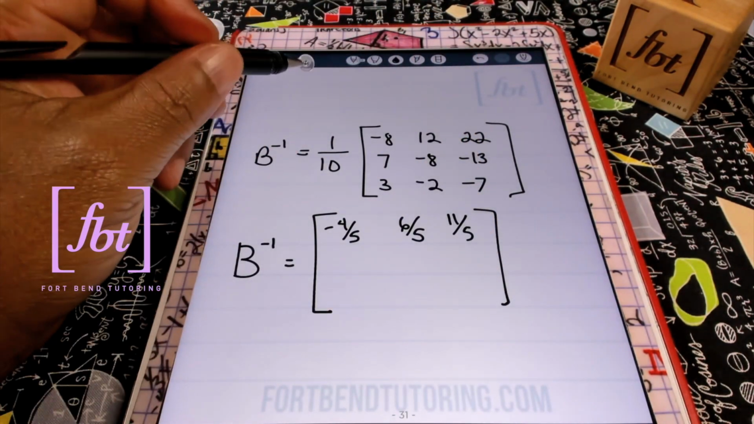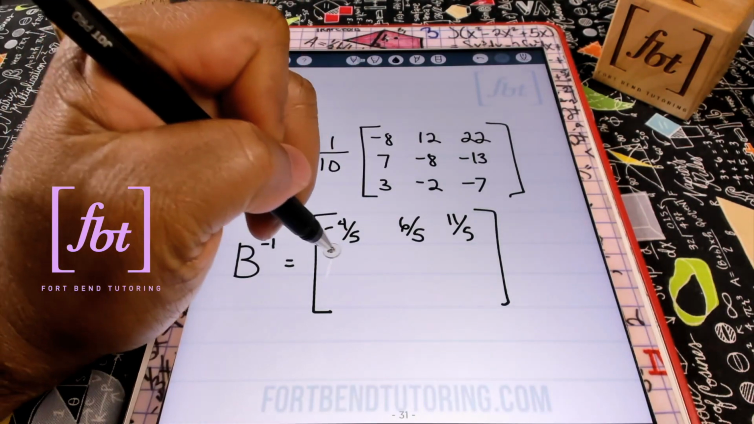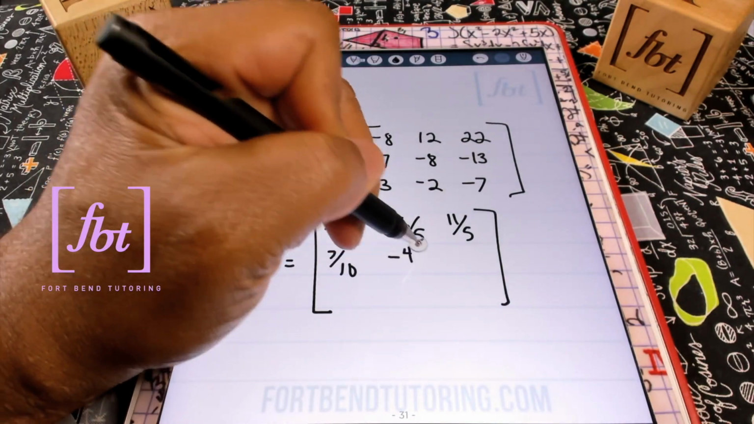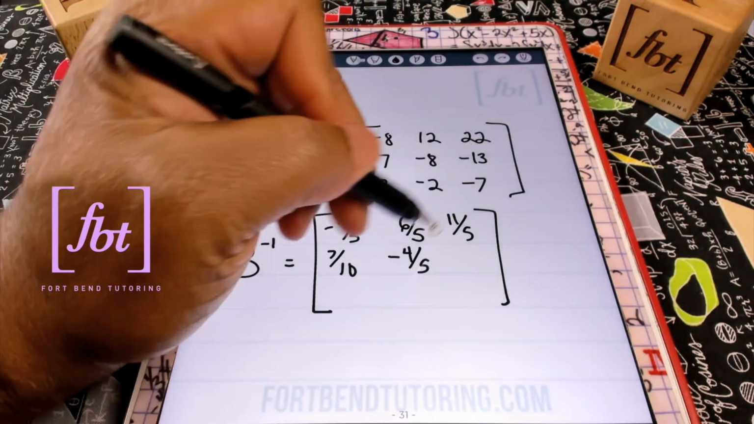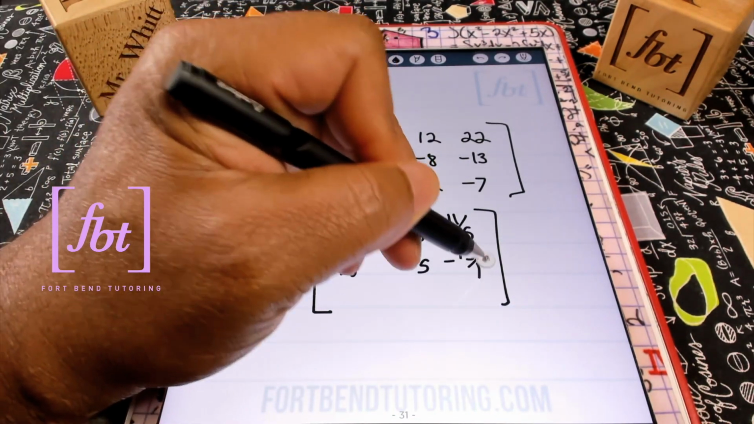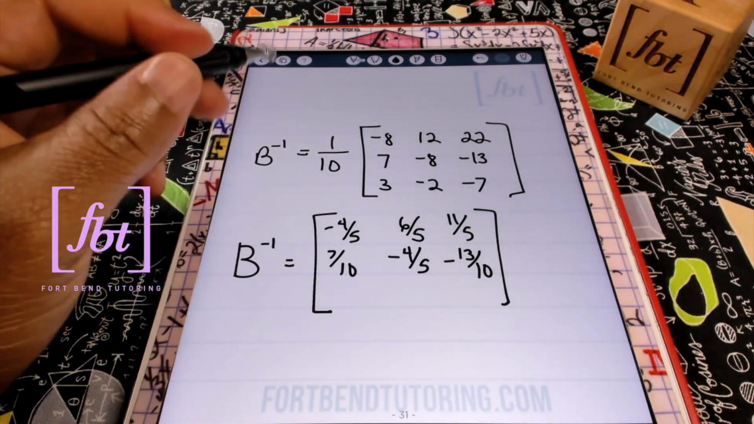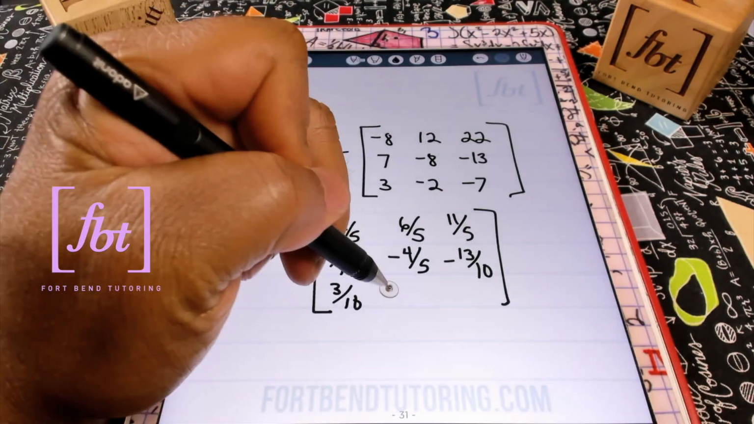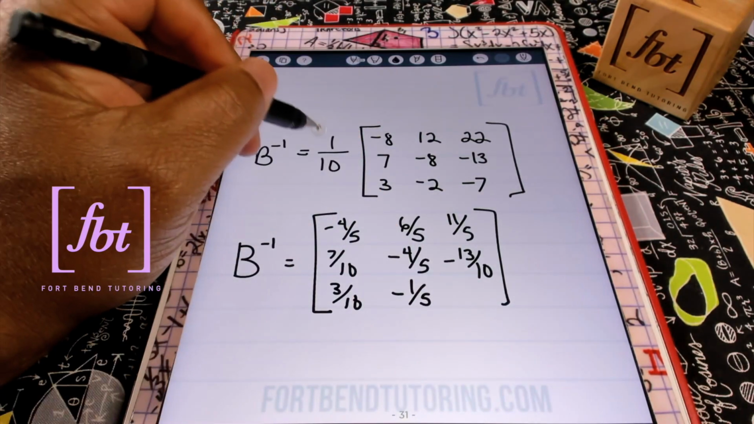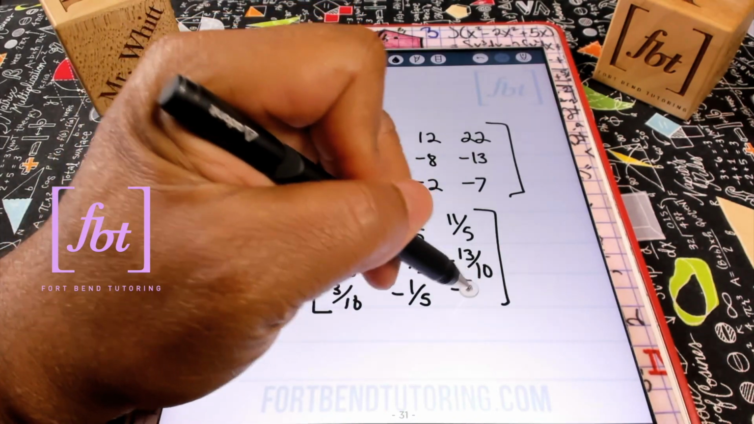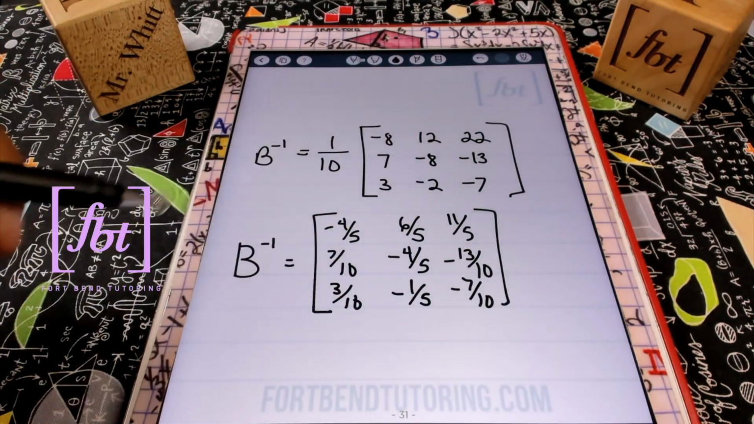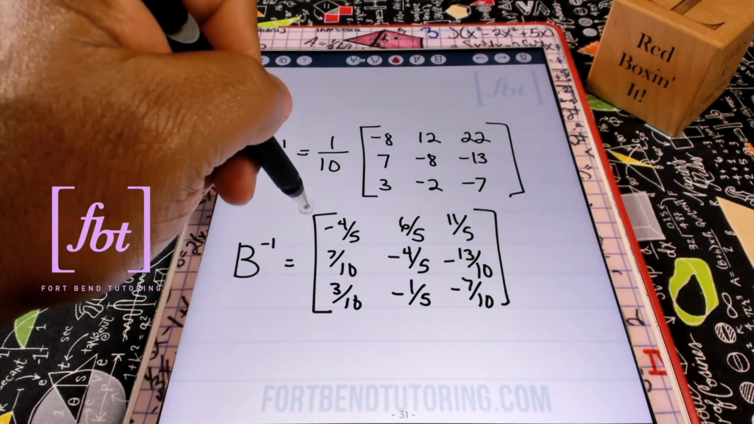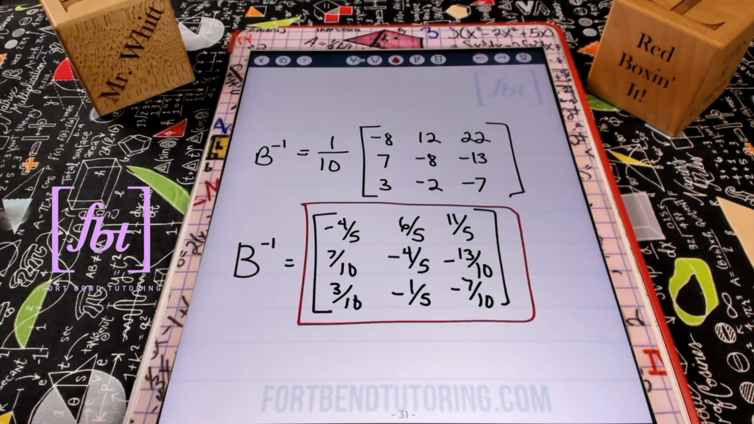Then in the second row, you'll have 1/10 times 7, that gives you 7/10. 1/10 times negative 8 gives you negative 4/5. 1/10 times negative 13 is negative 13/10. Then you have 1/10 times 3, that's 3/10. 1/10 times negative 2 gives you negative 1/5. 1/10 times negative 7 is negative 7/10. This is our answer for problem number 6. Red, box it, people, just like that.